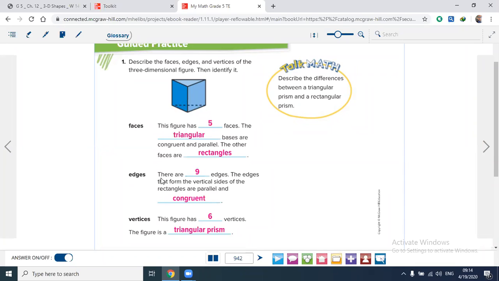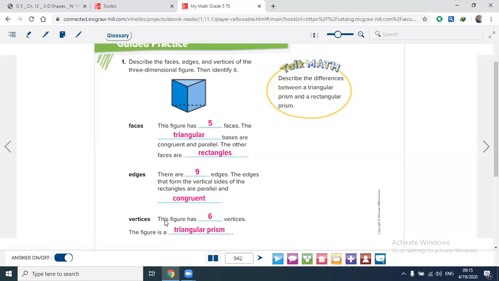Okay, edges: there are 9 edges. These lines are called edges. There are 9: 1, 2, 3 at the top and 1, 2, 3 at the bottom for the two faces, and there are 3 lines for the lateral faces, so the total is 9. The edges that form the vertical sides of the rectangles are parallel and congruent. Each pair of opposite edges is parallel and congruent, meaning equal in length. This and this are called parallel and congruent.